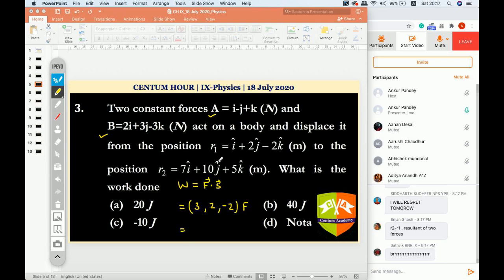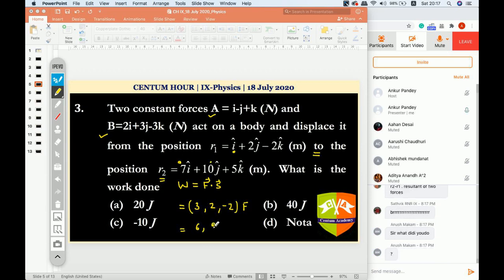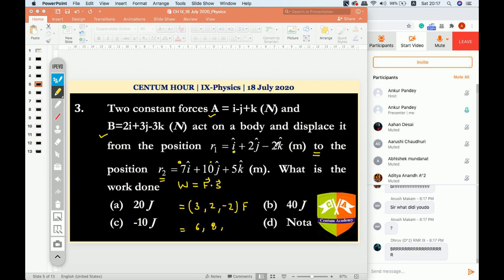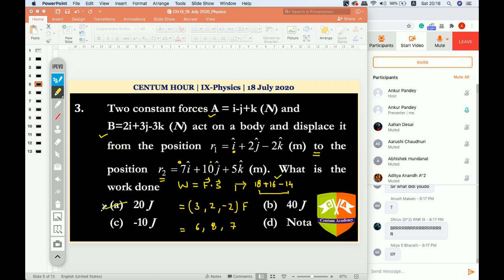The total displacement, moving from R1 to R2, means final minus initial: 7 minus 1 is 6, 10 minus 2 is 8, 5 minus minus 2 is 7. So the dot product is 6 times 3 is 18, 8 times 2 is 16, minus 14. This will deliver you 4 and this will deliver you 20. Got it?